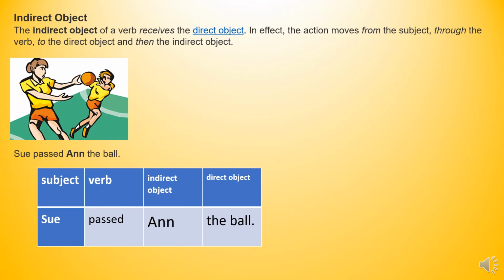Trash is what is being carried and it is what the subject is doing something to. Some sentences in the active voice have two objects. The indirect object of a verb receives the direct object. In effect, the action moves from the subject through the verb to the direct object and then the indirect object. Example, Sue passed him the ball. Here, Sue is the subject, passed is the verb, him is the indirect object, and the ball is the direct object.